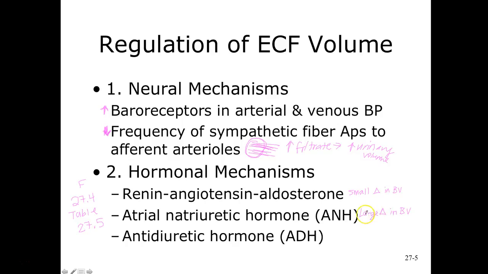Because our atria have to feel the change within their atrial wall, the stretch within their atrial wall, in order to know, hey, there is an increase in blood volume, okay? And they're not as sensitive as feeling a decrease in blood volume because of that reason, because of that mechanism there.